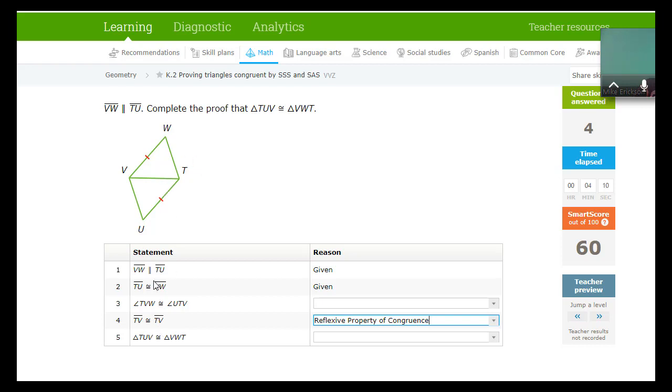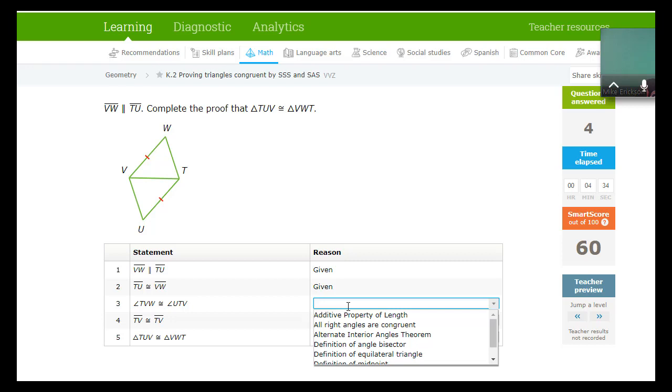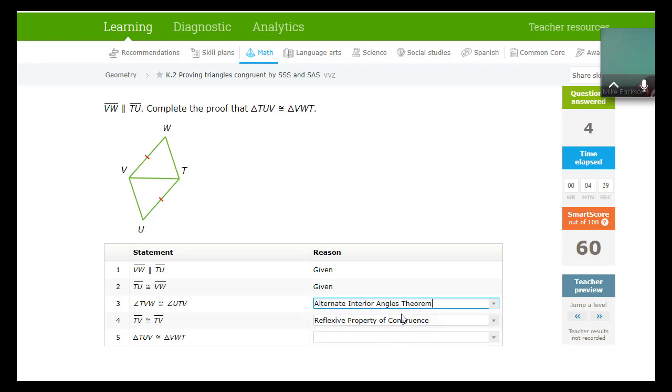Let's see here. Angle TVW is this one, is congruent to angle UTV. They're telling me these two angles are congruent. Oh, but they're parallel lines. I see. And so this angle right here and this angle right here are alternate interior angles. And so that's the alternate interior angles theorem. We'll learn more about that in module 19.